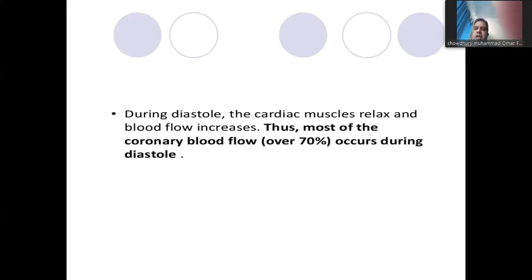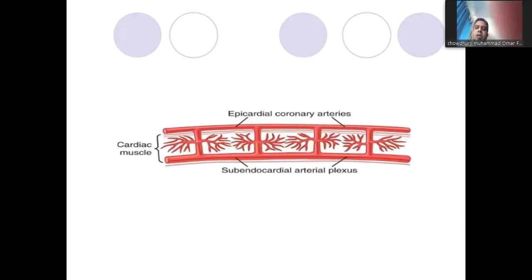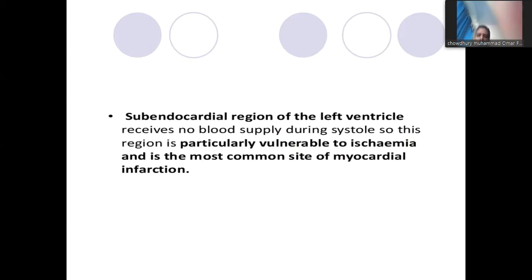During diastole, the cardiac muscle relaxes and blood flow increases, thus most of the coronary blood flow, about 70%, occurs during diastole. This shows epicardial coronary arteries and subendocardial arterial plexuses. And next, the subendocardial region of the left ventricle receives no blood supply during systole. So this region is particularly vulnerable to ischemia and is the most common site of myocardial infarction.